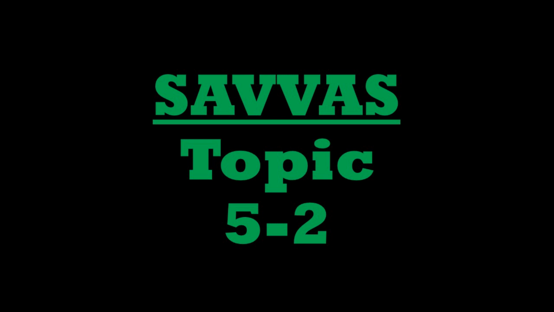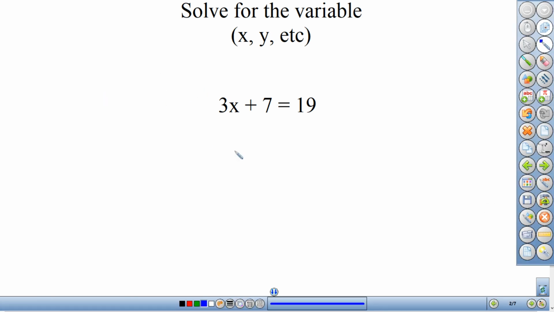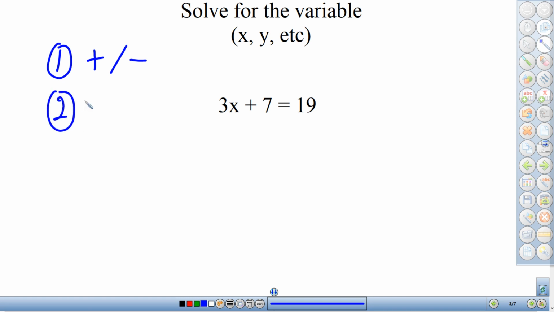Topic 5-2. Alright students, now that we're at the board, we're going to learn how to solve two-step equations by solving for the variable. It could be x, y, c, really anything. So, the example we have here is 3x plus 7 equals 19. When you're solving this, there are two steps to get to the correct answer. The first step is usually going to be plus or minus. The second step will normally be multiplication or division.